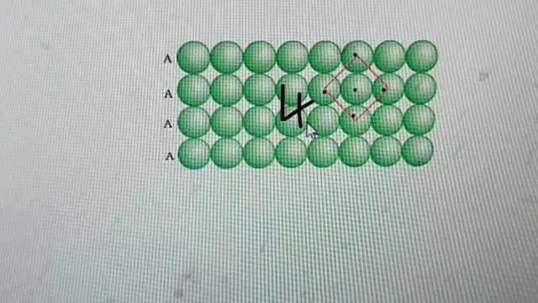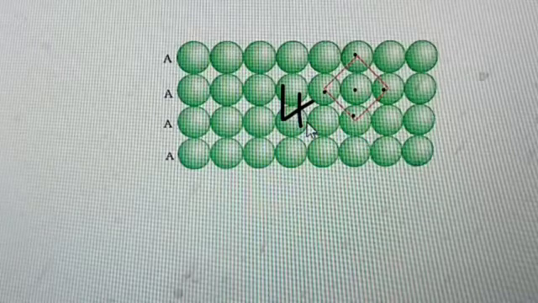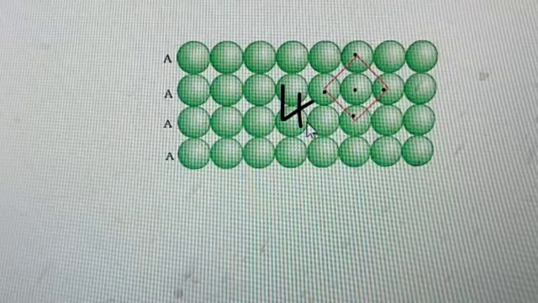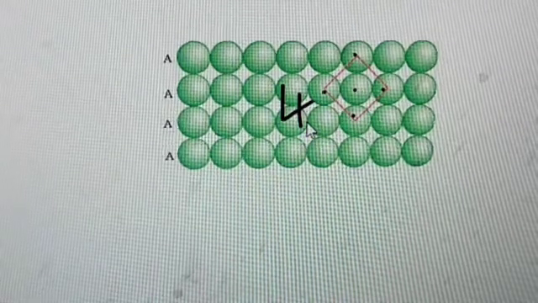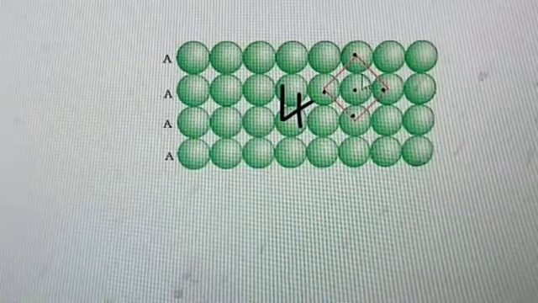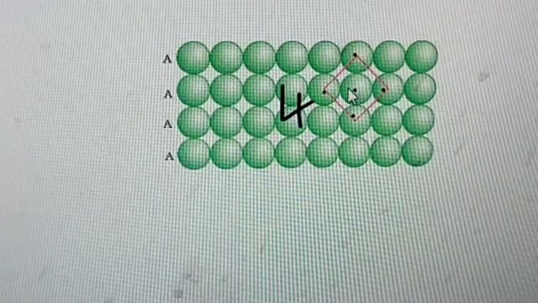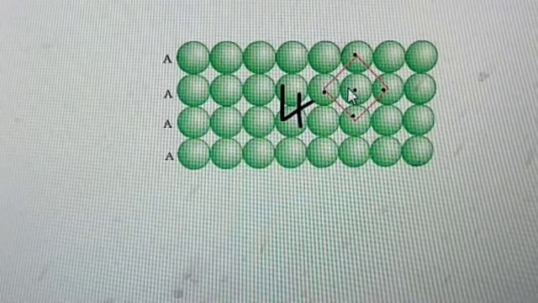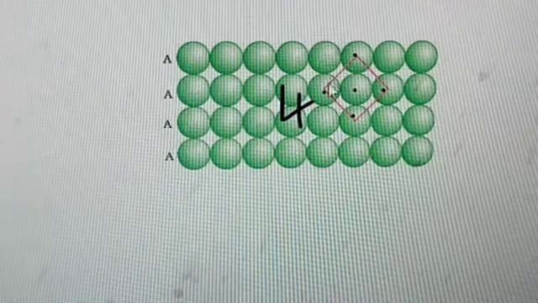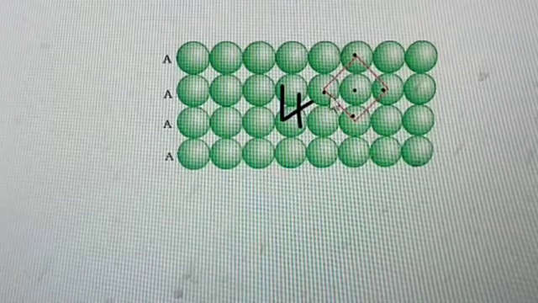Okay, AA type of arrangement. We can also call this packing square close packing in 2 dimensions. Why can we call it square? If we join the neighboring spheres, we get a square. See here, this is a square which is formed here.